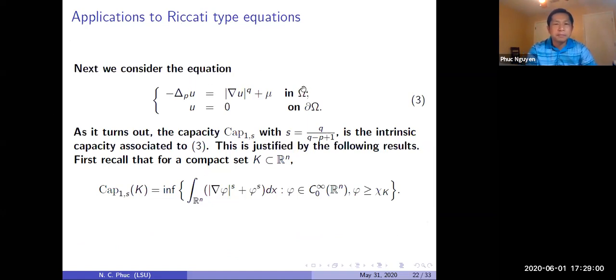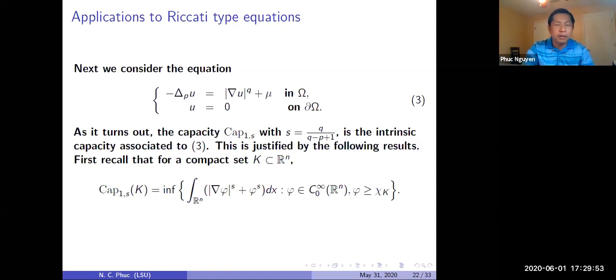So we consider this viscous Hamilton-Jacobi type equation with measure data. And it turns out that there is a capacity associated to this equation. Of course, we know that the capacity associated to the p-Laplacian is the p-capacity. But if you add the gradient nonlinear term here, there will be some interaction, and the capacity associated to this nonlinear operator is the s-capacity, where s is q over q minus p plus 1. This is the Holder conjugate exponent of q over p minus 1, assuming that q is bigger than p minus 1.